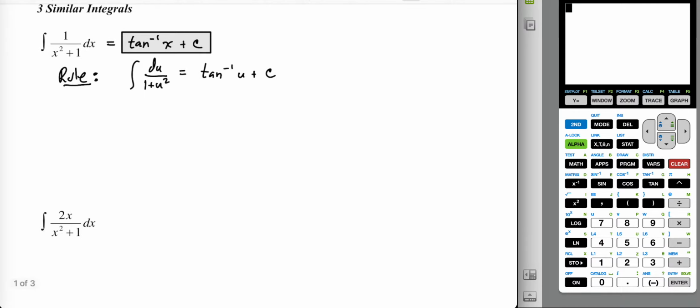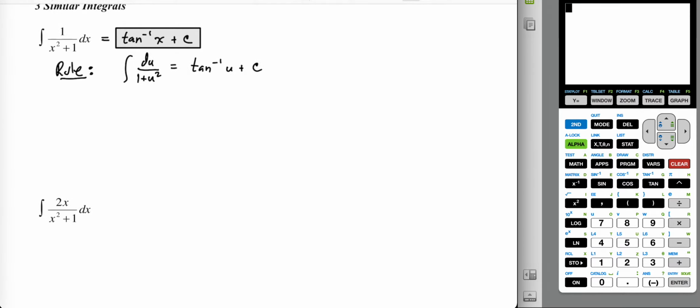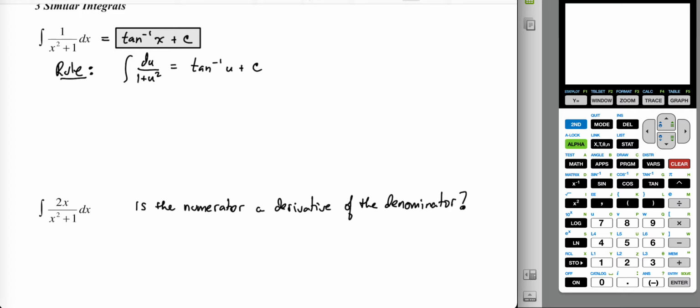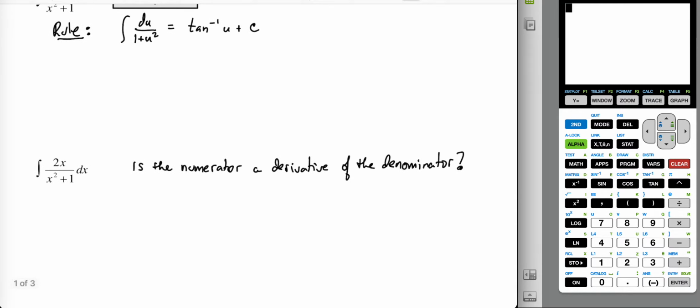All right, but you can see the one below it, very similar structure, but vastly different, because whenever I see a fraction, one of the things that I look for is whether the numerator is a derivative of the denominator. All right, so I don't want to leave it as, is it the derivative or is it a derivative? Is it a multiple of the derivative? All right, in this case, it happens to be exactly the derivative. So if I take the derivative of x squared plus 1, I get 2x.